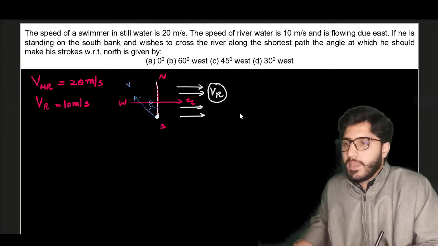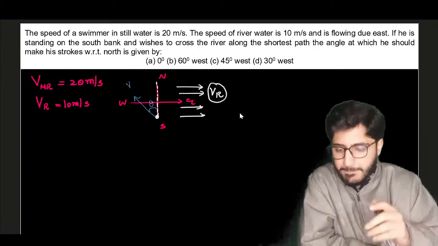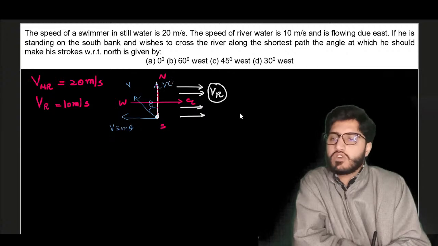Velocity of my man. Yes, sir. It's the velocity of my man. So we have two components of it. First of all, it would be V sin theta. This would be V cos theta.